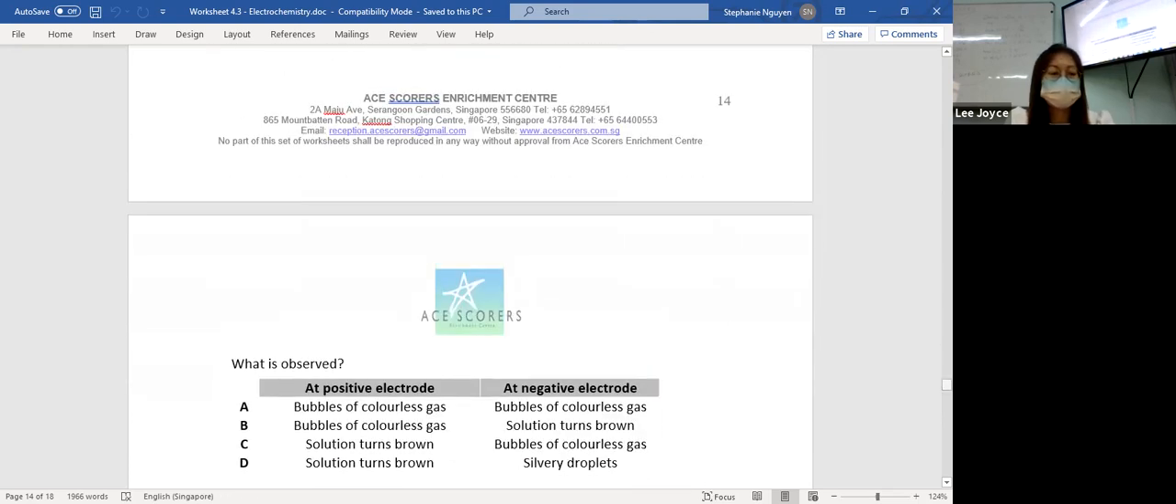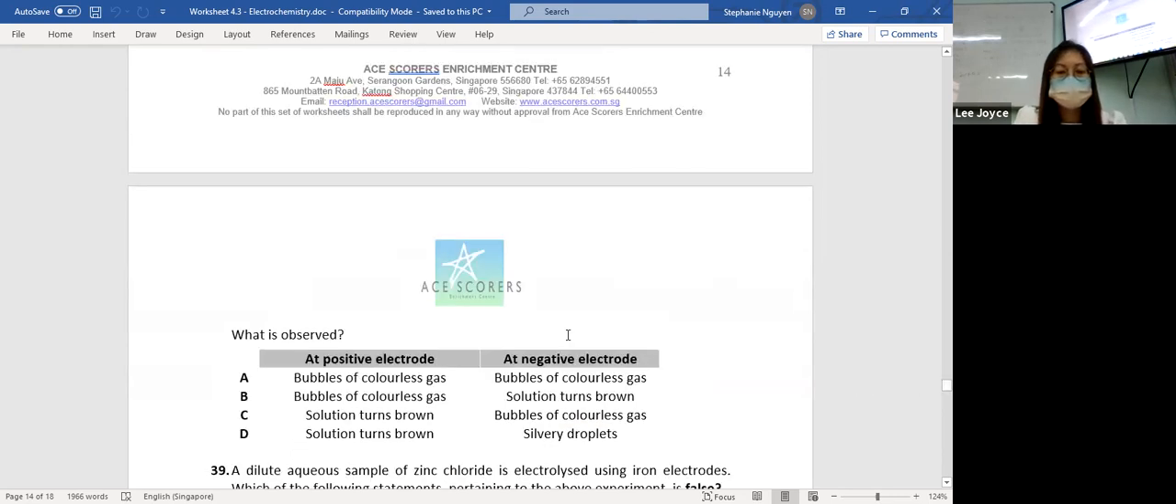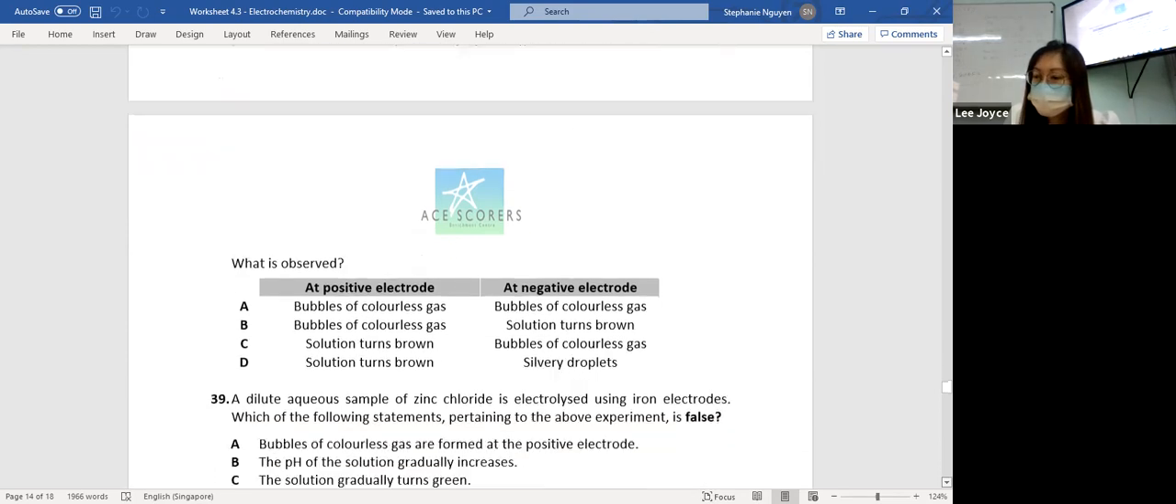So that's why the answer for 38 is C. Why C? Because the positive electrode is due to the discharge of the iodide ions that form iodine solution, so it turns brown. And then the negative electrode is due to the discharge of the H+ ions that gives the hydrogen gas, which is a colorless gas. Right? The next question, 39.